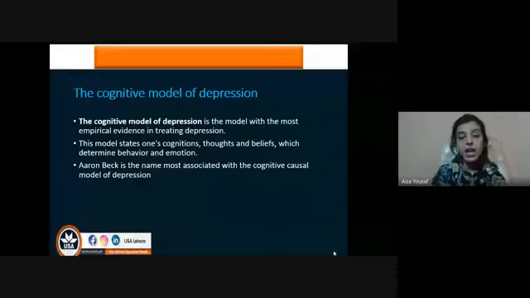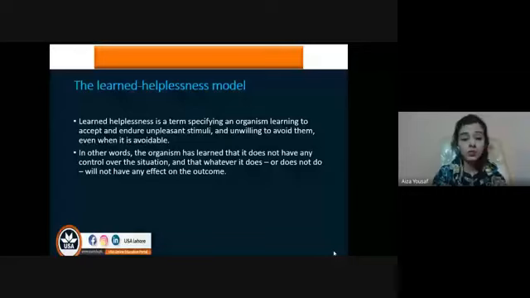Aaron Beck is the American psychiatrist whose name is mostly associated with the cognitive causal model of depression. He contributed to the development of cognitive theories, or the cognitive model, of depression for the treatment of depressive patients. Now, the second model is the learned helplessness model.